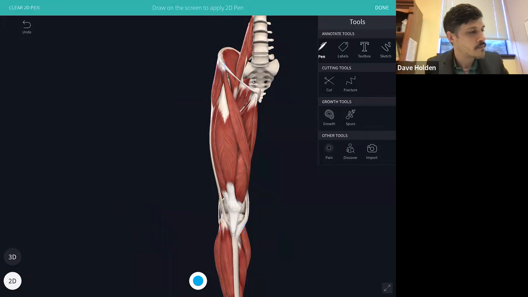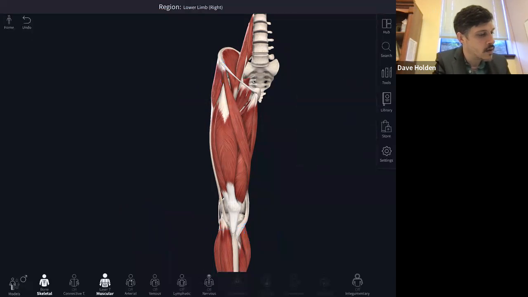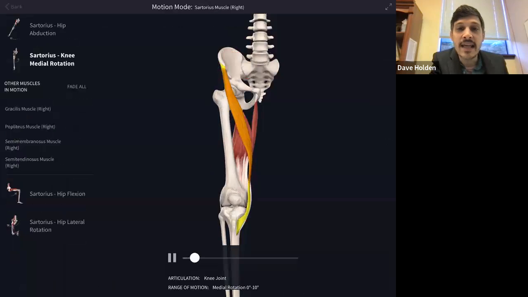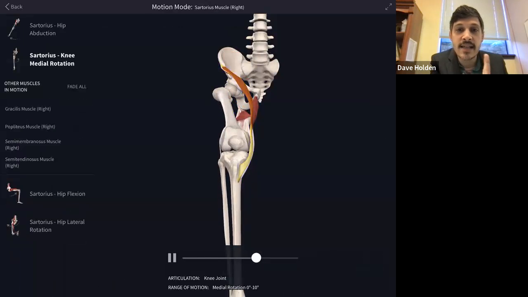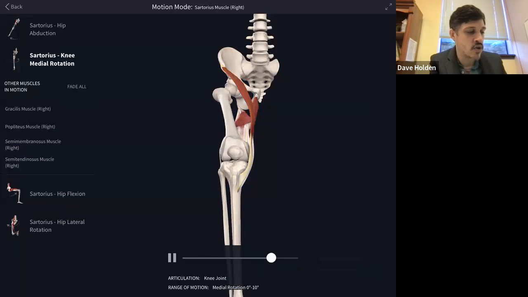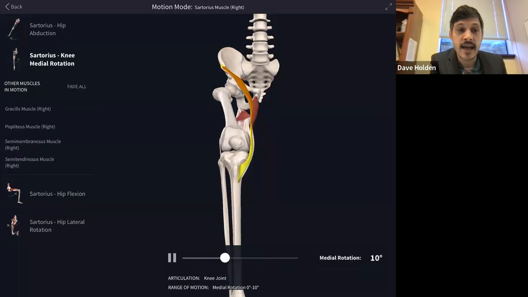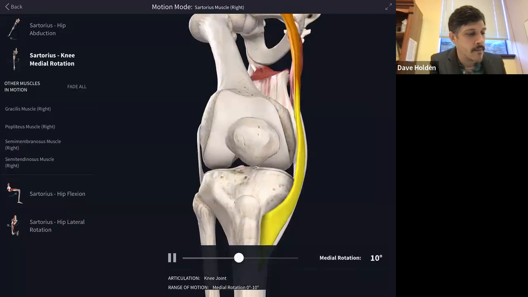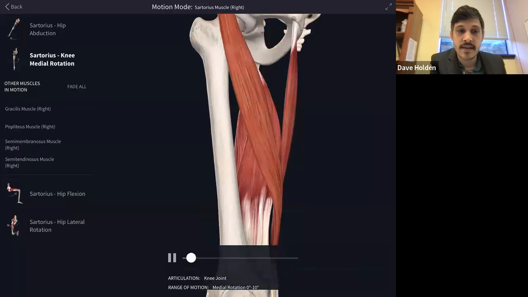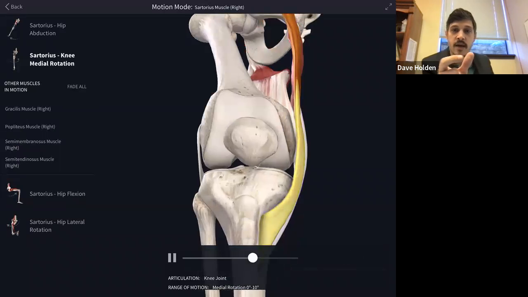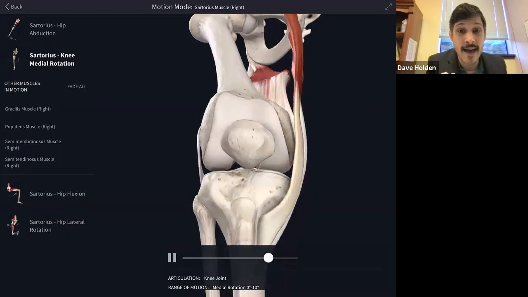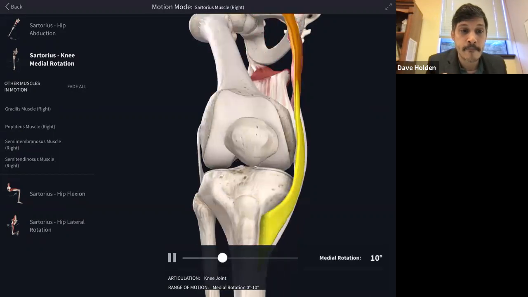Awesome. Now, when we look at the knee, it will medially rotate the knee once the knee is flexed. So we have to bend the knee first, then the sartorius will medially rotate the knee, not the hip. Pay attention to the patella. Once that knee bends, sartorius contracts, tibia rolls in towards the midline. It is a very slight movement. I will grant you that. But it's doing it.